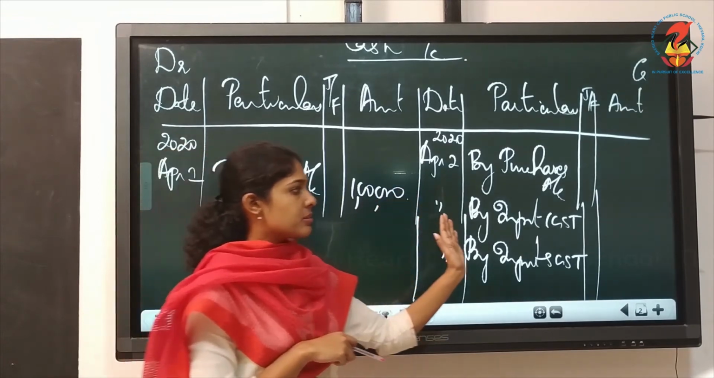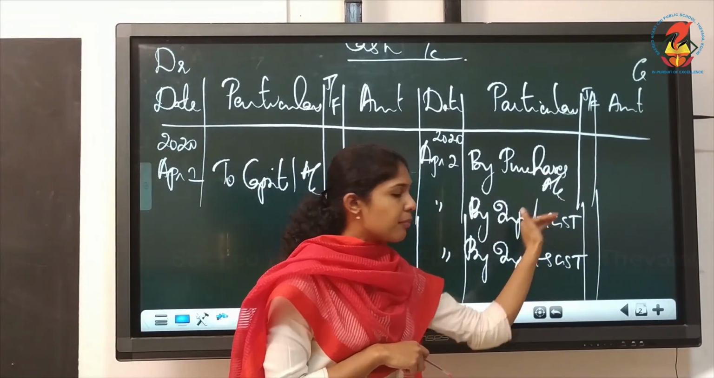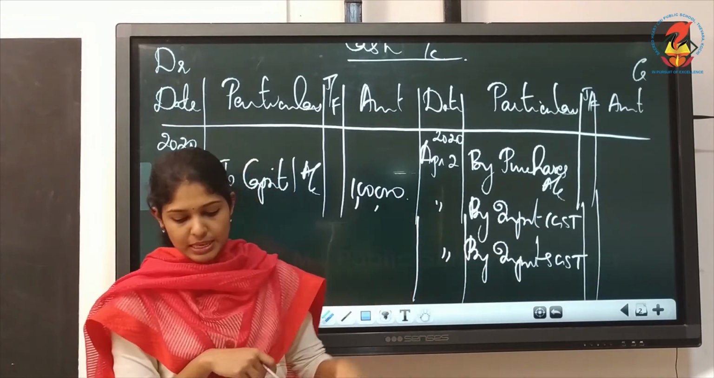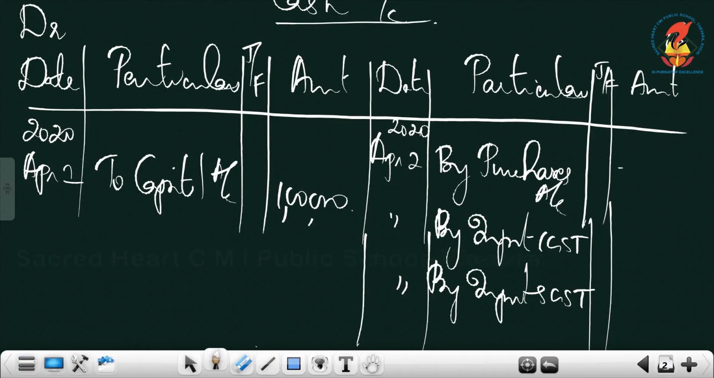But you can't write it as a single figure. Since 3 amounts are written like this, you must separate it and write it like it is given in the entry, 30,000. We have discussed the posting of compound entries before. Same like that you must do.